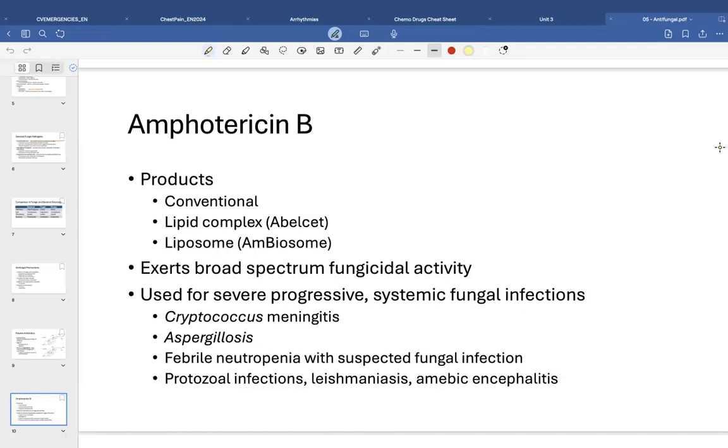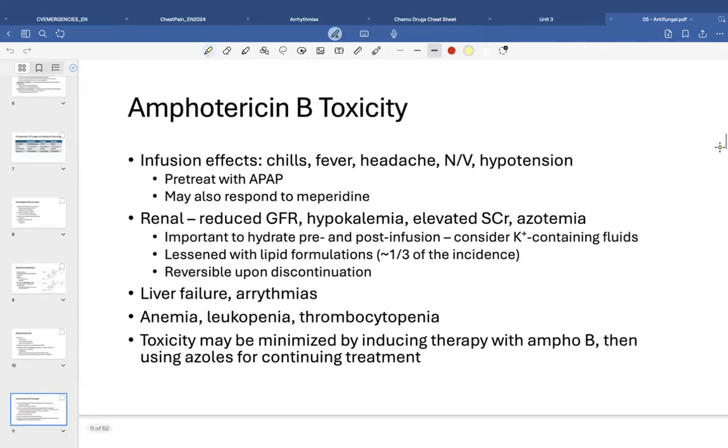We call it amphoterrible for a reason. There are a lot of toxicities associated, including infusion effects: chills, fever, headache. Basically, we treat with aspirin. Remember meperidine, this is an opioid drug. We use this for rigors. It may be helpful for some of the chills you get from amphotericin as well. The other use of meperidine, which you should know, is for rigors associated with post-op surgery patients.